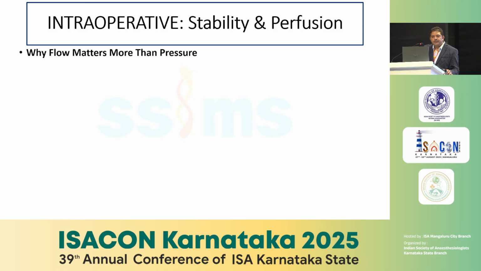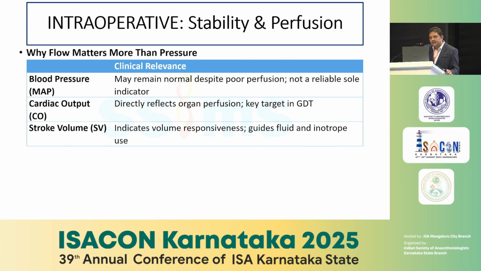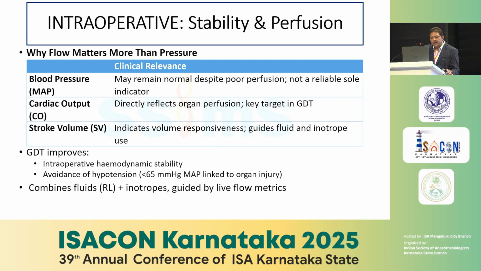So why does flow matter more than pressure? Here the blood pressure may be normal despite poor perfusion. It's not a reliable sole indicator. The cardiac output directly reflects organ perfusion, and it's a key target in goal-directed therapy. The stroke volume indicates volume responsiveness, which guides fluids and inotrope use intraoperatively. The GDT improves stability by avoiding hypotension, and it also combines inotropes along with fluids with the help of dynamic monitors intraoperatively.